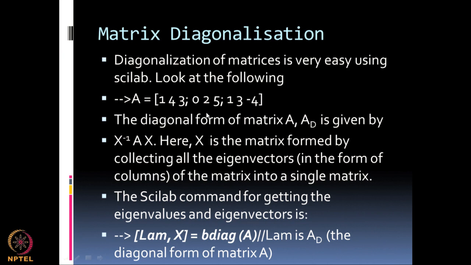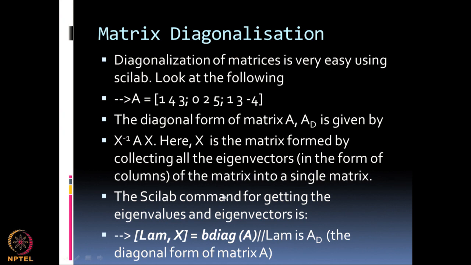So, what is the process of diagonalization? The process of diagonalization is, from the matrix A, I want to get the diagonal form. AD is the diagonal form. What is the formula for the diagonal form? It is X inverse AX, where X is the matrix formed by collecting all the eigenvectors as the columns of the matrix. That is, I take all the eigenvectors of A and arrange them in column form. If I take all of them as normalized eigenvectors, that is each vector is normalized, then X is a matrix of eigenvectors, and X inverse AX will be nothing but AD. So, that is my diagonal form.